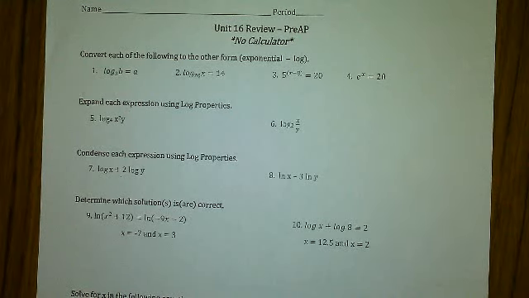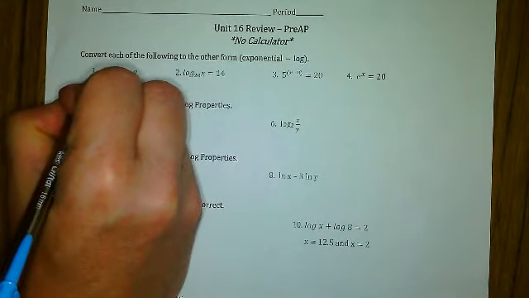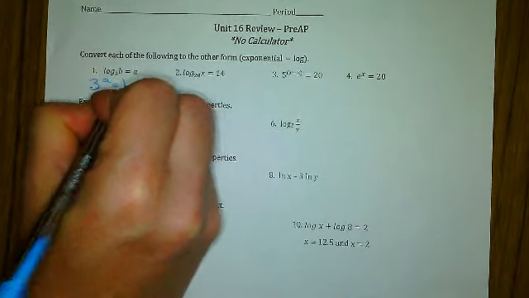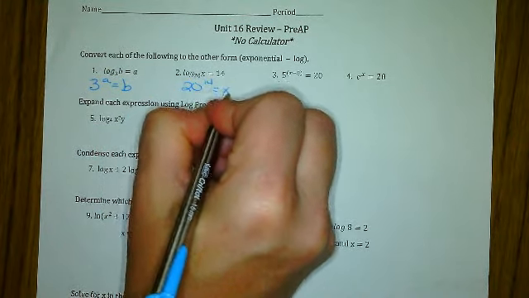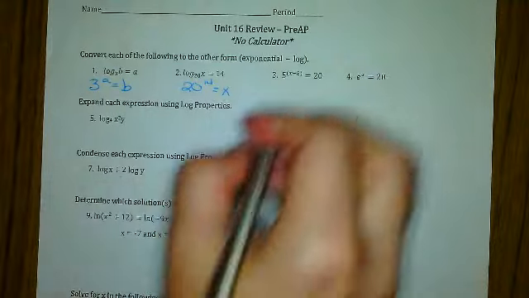All right, this is the Unit 16 double quiz review. On the first problems, they just want you to convert to the other form. So if it starts off with a log, it has to have an exponent. So your base is your base, and the other two switch places. Same thing here. Your base is your base, and the other two switch places.